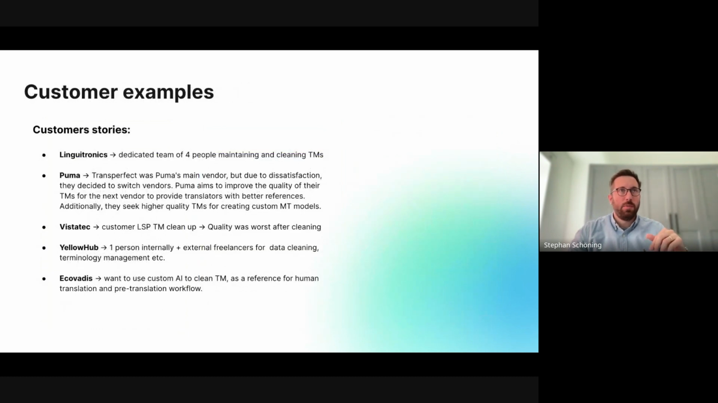So here's a couple of customer stories. I'm going to butcher this name. Linguitronics. They have a dedicated team of 4 maintaining and cleaning the TM. So think of it like this: there are 4 people with salaries that actually clean TMs all day. They no longer need to if they use our automated asset curation.